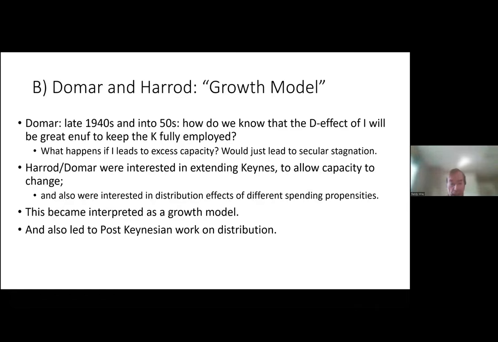Okay. And so Harrod and Domar can be seen as trying to extend Keynes to allow capacity to change, which means now we're doing a long-run model. So we're moving from a short-run model to a long-run model. They also were interested in the distribution effects of different spending propensities. This is especially Harrod. And that is what led to post-Keynesian work on distribution. The early post-Keynesian work, Kregel and Eichner, and Pasinetti, go through the distribution impacts of changing the propensities to consume and save of workers and of capitalists.